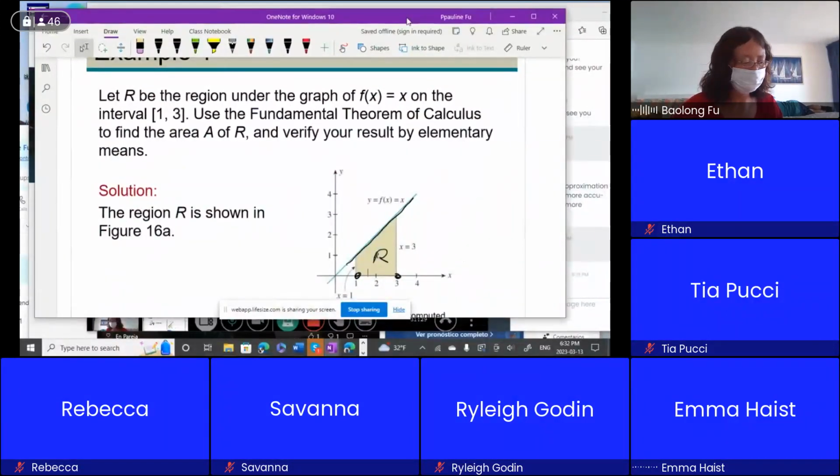Okay, so how do we do this? The question asks you to calculate the area. We use the letter A to represent area. From interval 1 to 3, a definite integral from 1 to 3, and the function is f(x) equal to x, with dx. So this is the very first step.